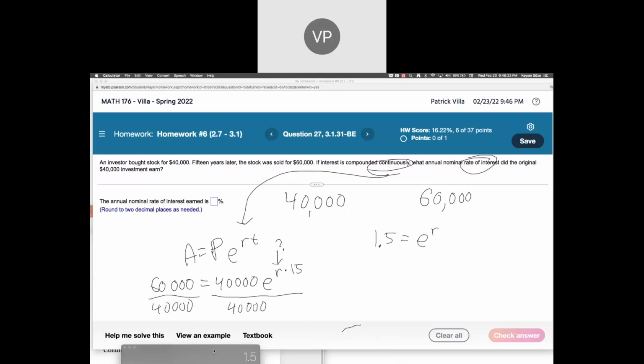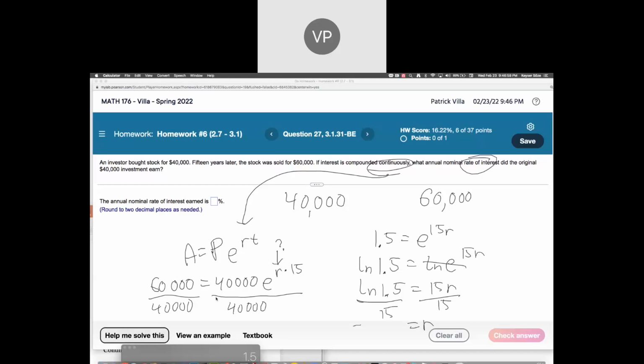Okay, so now the 40,000's gone on the right side. We have just the 1.5 on the left. We have the e to the 15r. Now, whether you call it 15r or r times 15, it's the same thing. What we have to do next, remember, is take the natural log of both sides. That makes this cancel off, and we have natural log of 1.5 equals 15r. And it's almost identical to the last problem. We have to take the natural log, divide by the 15.